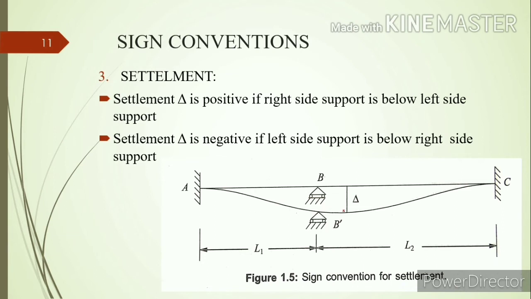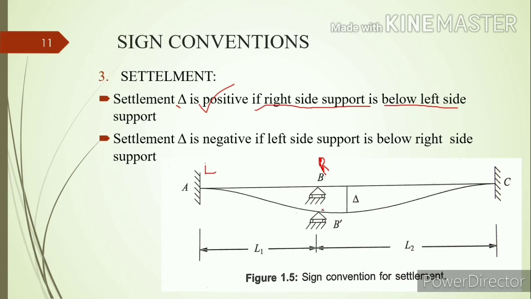So this is known as settlement. This settlement delta is taken as positive if the right-hand side support is below the left-hand side support. If we consider the span AB, that is A is the left support and B is the right side support. In this case, the right side support, that is B, is below the support A. So here the right side support is below the left side support. If the right side support is below the left side support, delta is positive.